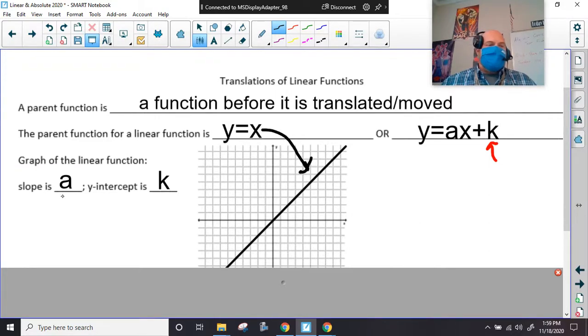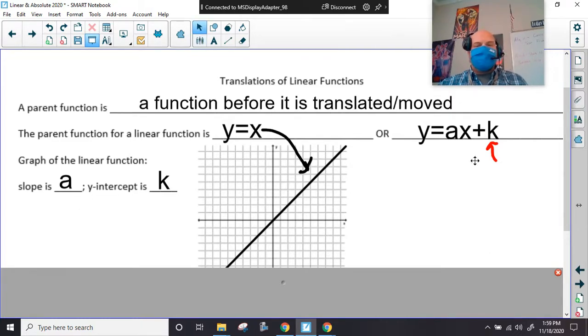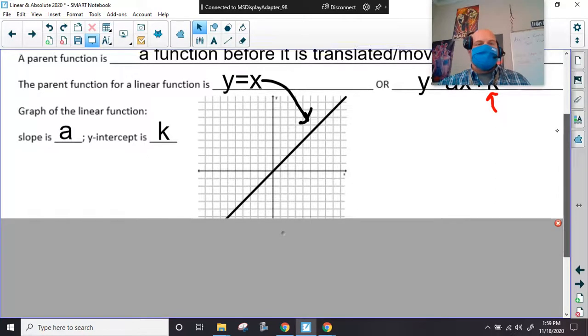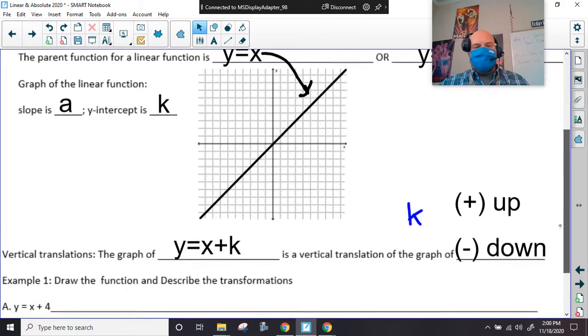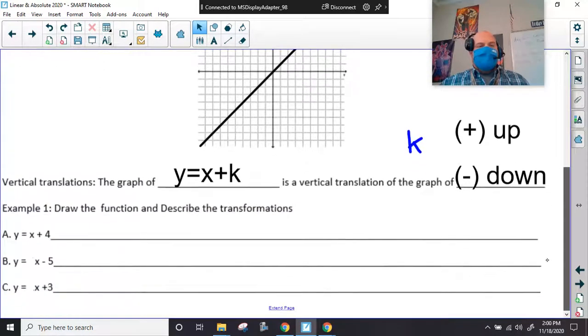All right. So this graph right here is our parent function. And it says A. We normally don't worry about the A so much on this because we've already talked about slopes so much before now. It's really not meaningful. So we do talk about the K because that is actually part of some of the other stuff that we're doing.